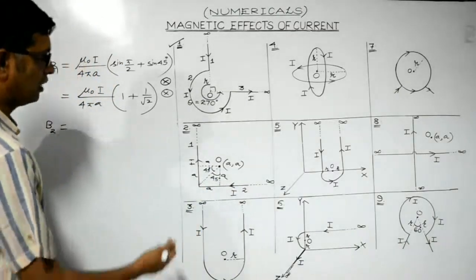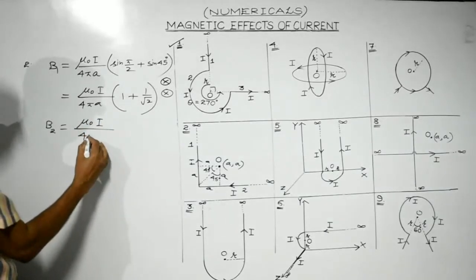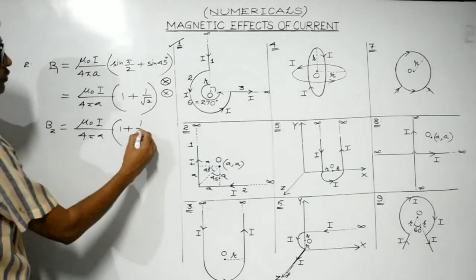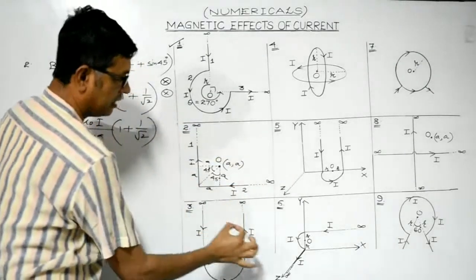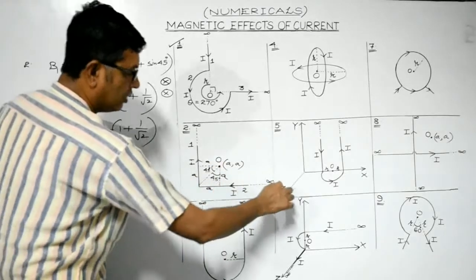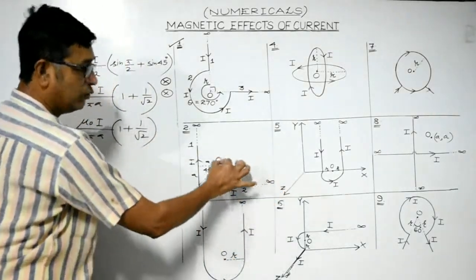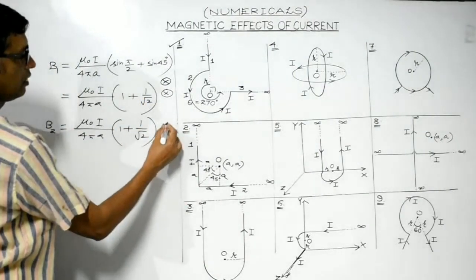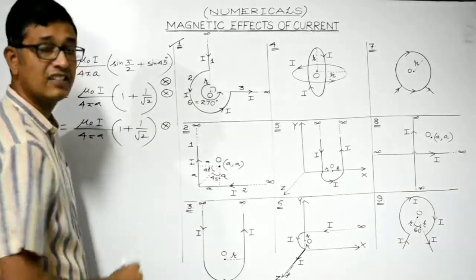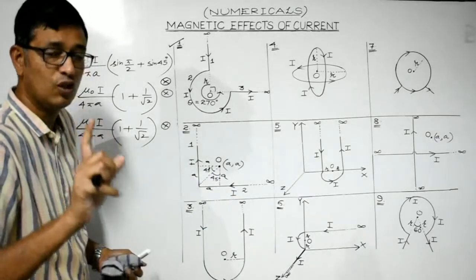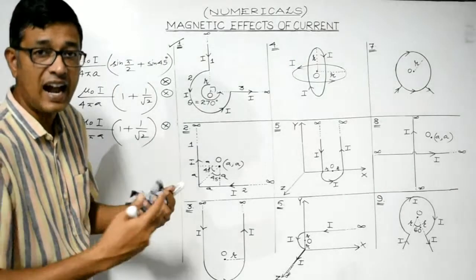Now let's find out the strength of the magnetic field at point O due to this second conductor, right? We'll get the same expression obviously. It will be mu naught I divided by 4 pi A (1 plus 1 by root 2). Again, it is directed inwards at point O. Due to the second current carrying conductor, the magnetic field lines will be directed inwards, right? So here at point O, the magnetic field due to the first and the second section both are of equal magnitude as well as in the same direction. So they will get added up.